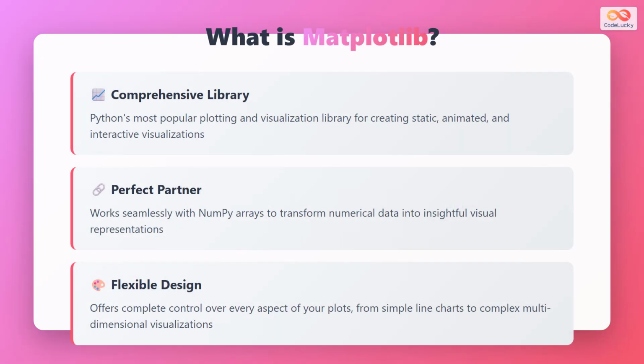Matplotlib is Python's most comprehensive and widely used plotting and visualization library. It allows you to create static, animated, and interactive visualizations with ease. What makes Matplotlib particularly powerful is how seamlessly it works with NumPy arrays, making it the perfect partner for data visualization. The library offers complete control over every aspect of your plots, from simple line charts to complex multi-dimensional visualizations. This flexibility means you can create exactly the visual representation your data needs.